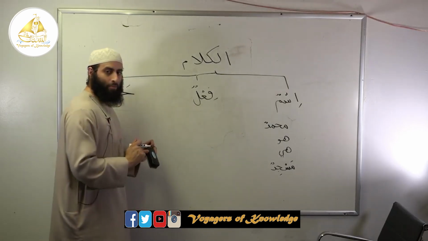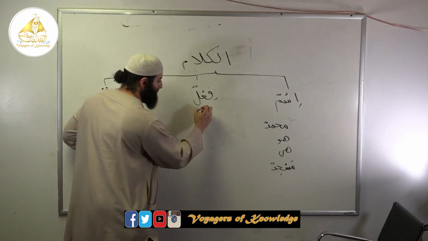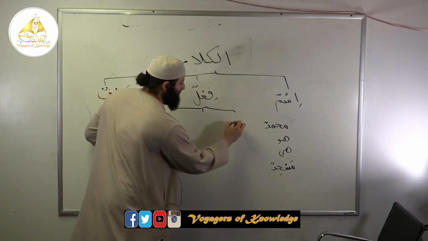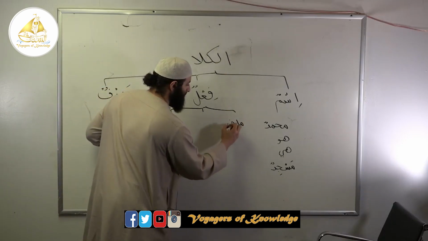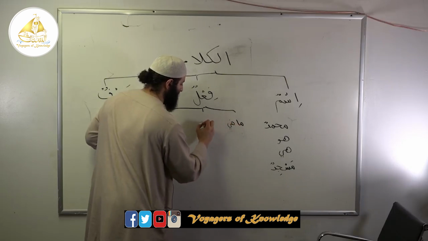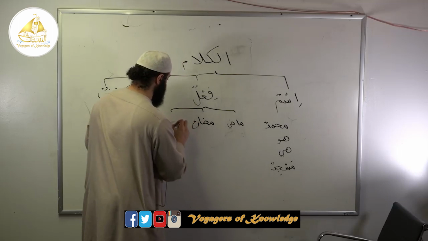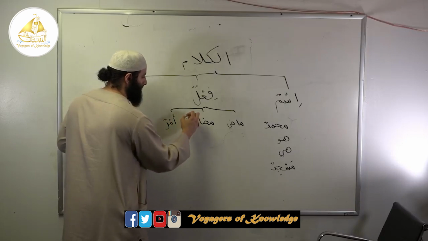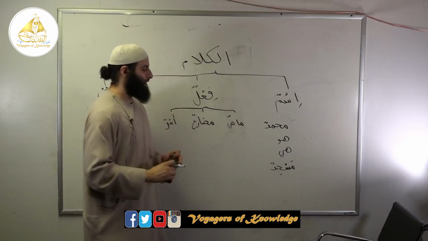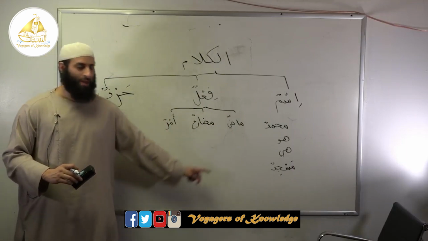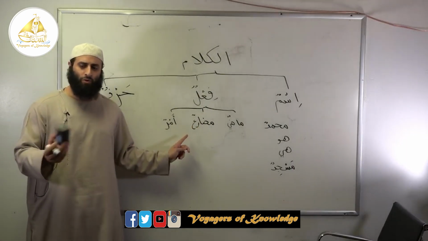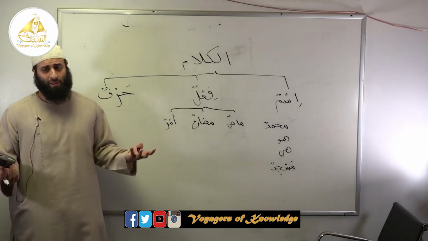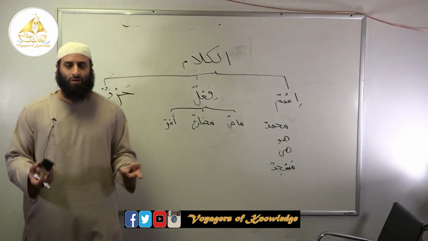Fi'lun is a verb. And a verb in the Arabic language has three categories. Madi, Mudari', and Amr. Madiyun, Mudari'un, Amrun. Past, present, and you would think what? For this last one, what would you think, Amir? Future. It's not future though. That's what you normally think, but it's actually a request or a command.